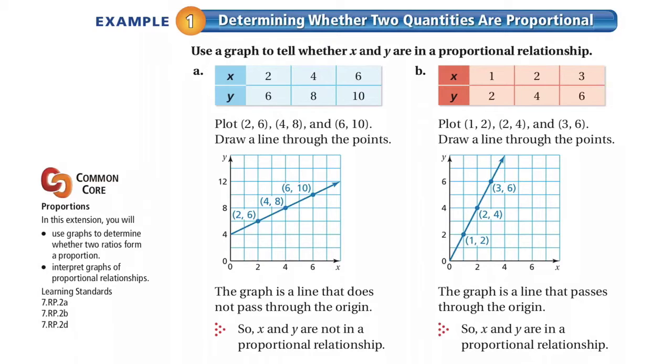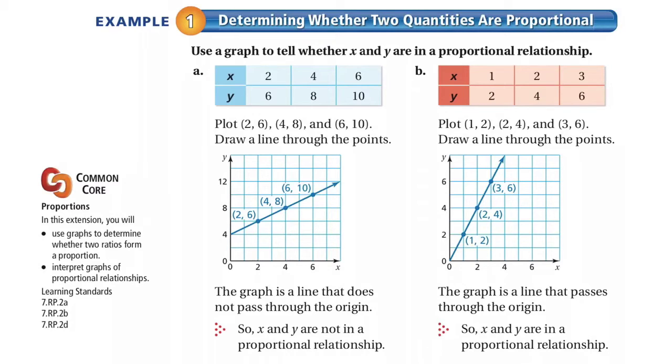Because it does not go through the origin, we say x and y are not in a proportional relationship. Now we look at the red graph, and we get 3 points to plot here: points 1, 2, 2, 4, and 3, 6. If we put a dot on each of those points, and we draw our line going back toward the origin, which is where 0, 0 is on this graph, we go right through the origin, if we plotted the points well. And that lets us know that x and y are in a proportional relationship.